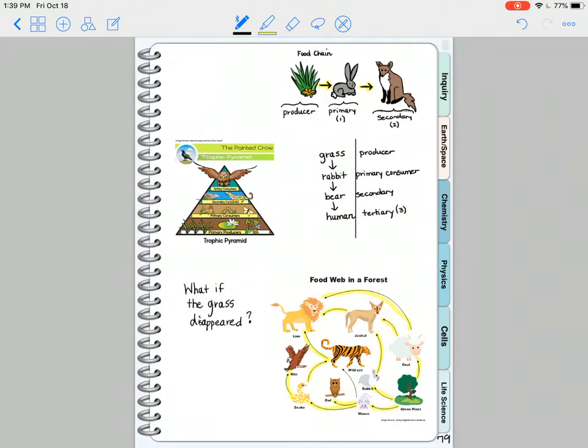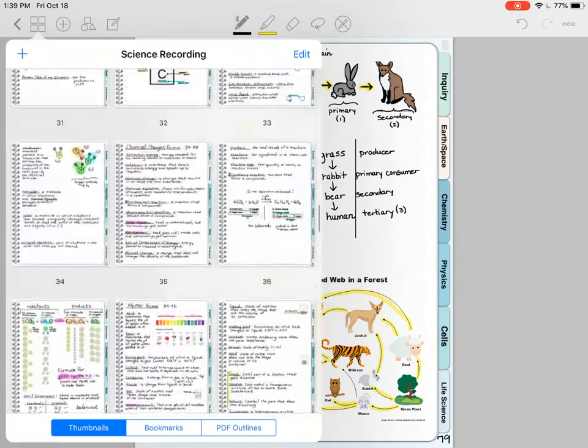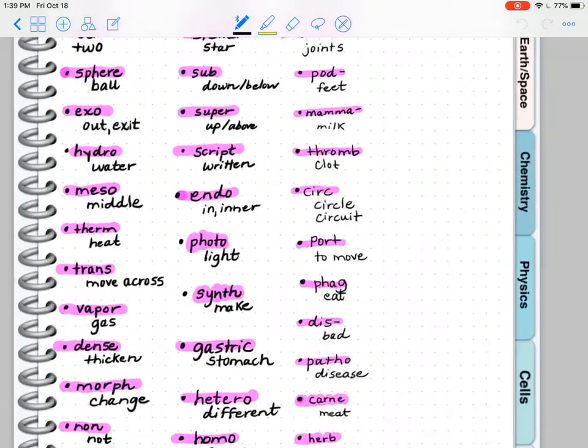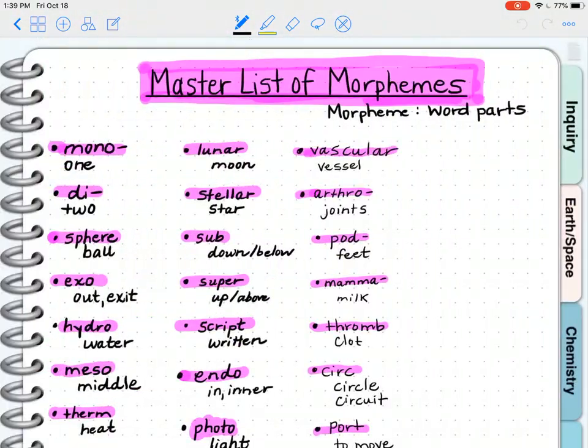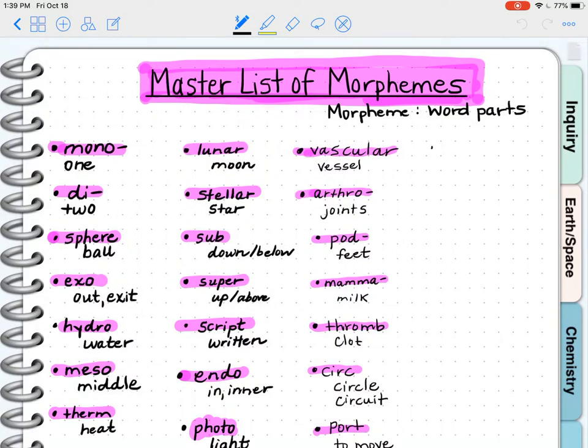Alrighty, I want to go to your morphemes page one more time. There are a few medical terms that I want you to know, so I'm going to add those in here. Even though you don't have reading on them, I still want you to know what they mean. So let's just make a list of these, and then we'll be done with this unit. The first one is cardio. You may already know that that means heart.